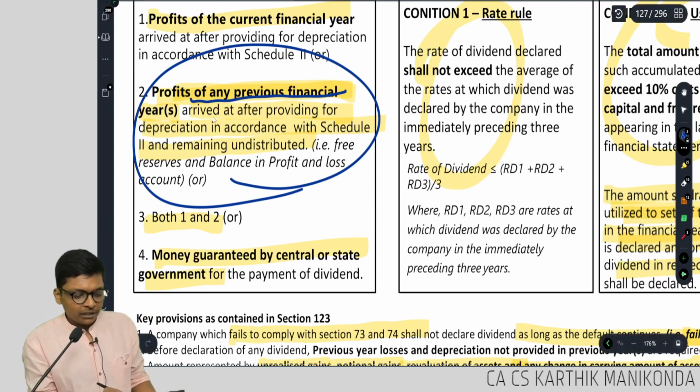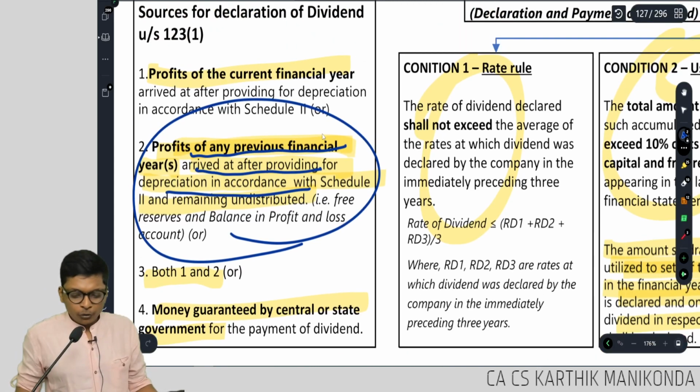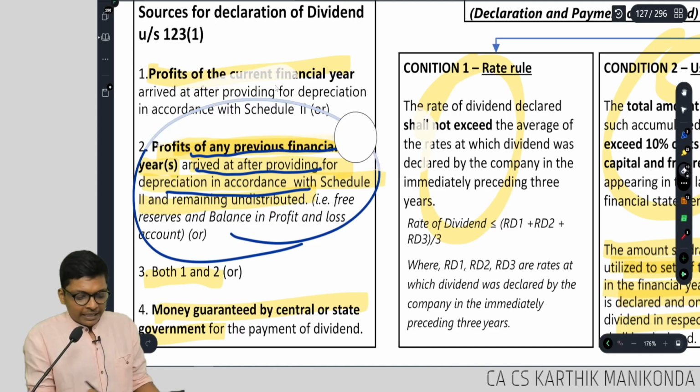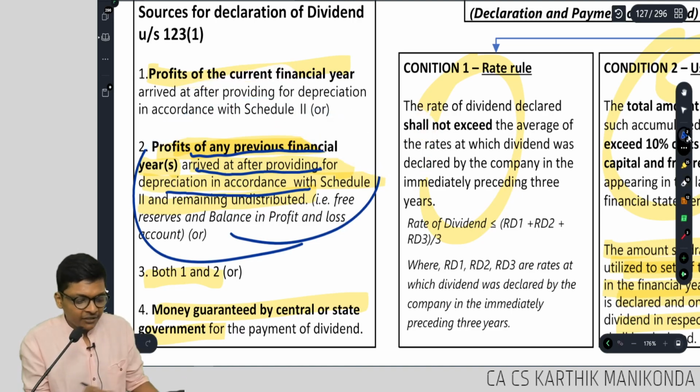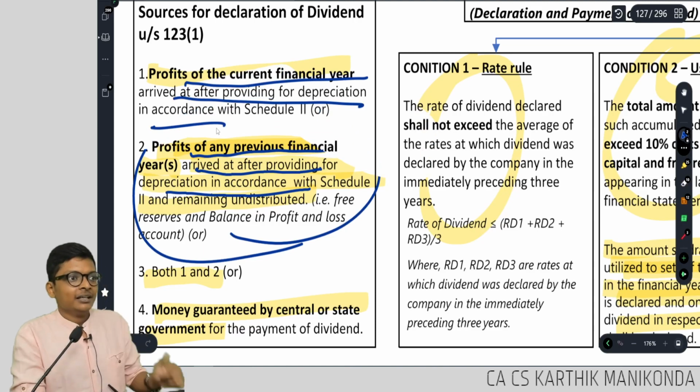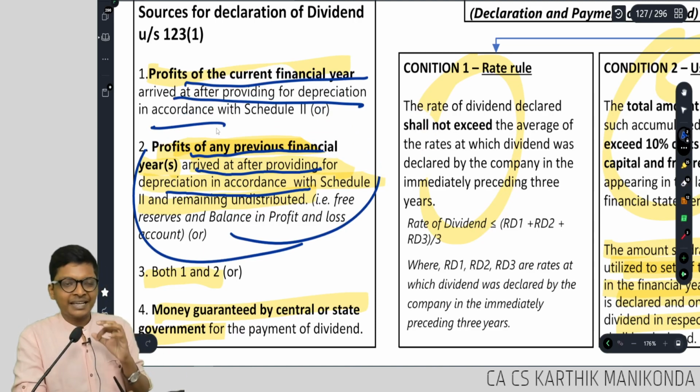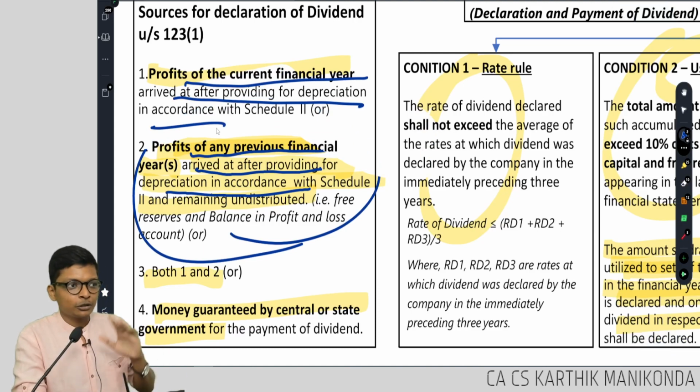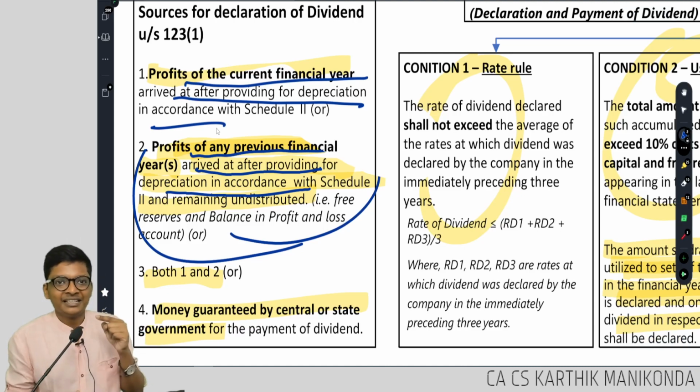Previous year profit should be arrived at after providing for depreciation. Forget about previous year. Look at this. Even if you want to declare dividend from current year profit, you have to provide what for? Depreciation. Ask anybody, they will tell you the answer because law tells that. The logic is what? Depreciation is a saving.